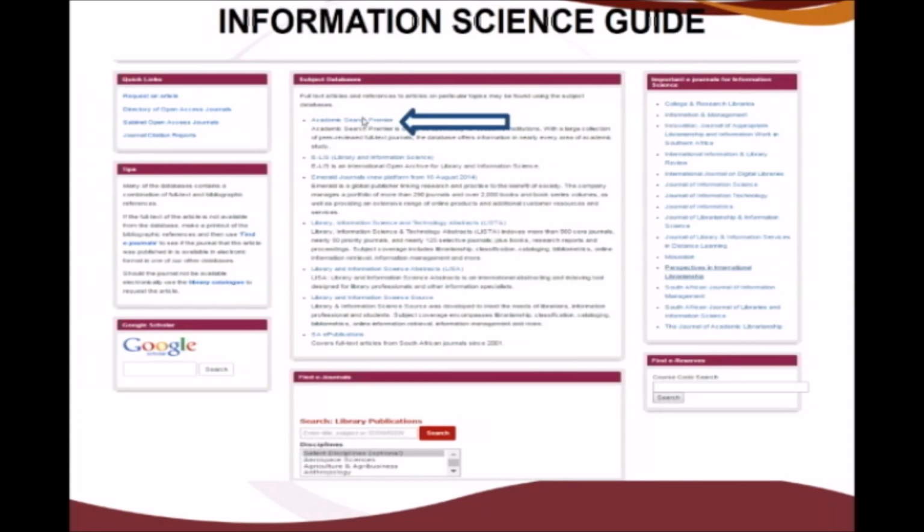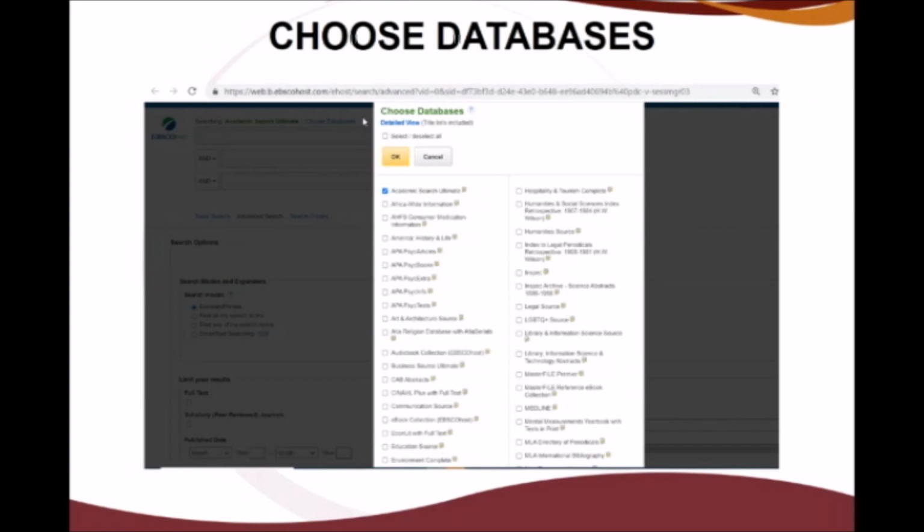So you click on Academic Search Premier, and it takes you to a search page, but before you even do anything, I would like you to go and say, I want to choose databases, because Academic Search Premier is part of a list of other databases. It's an alphabetical list, a long list. I've just captured half the part.